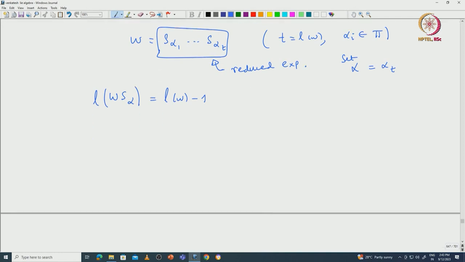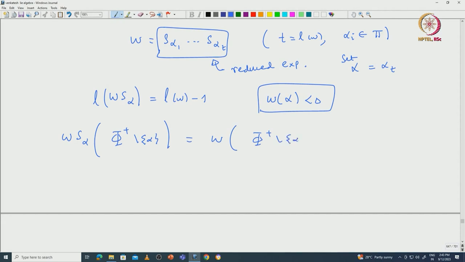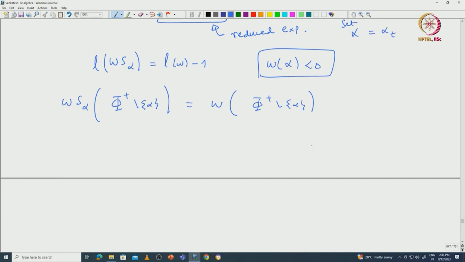Now, from our earlier lemma, W of alpha must also be negative, because T is as small as possible, that means T is the length of W. In that case, W of alpha cannot be positive. If it were positive, then using the deletion property, we would be able to remove two reflections from this expression, but that is not the case. So, W alpha must be negative. Now, note that if I take W S alpha applied to phi plus minus alpha, we get exactly W of phi plus minus alpha. So, if beta is a positive root and beta is not equal to alpha, then W of beta is negative if and only if W S alpha beta is also negative.